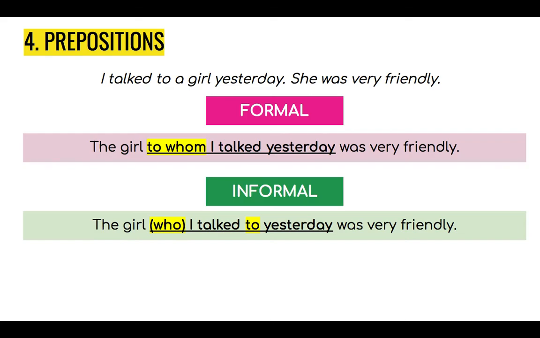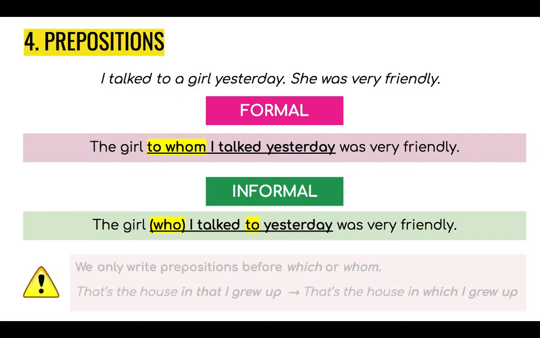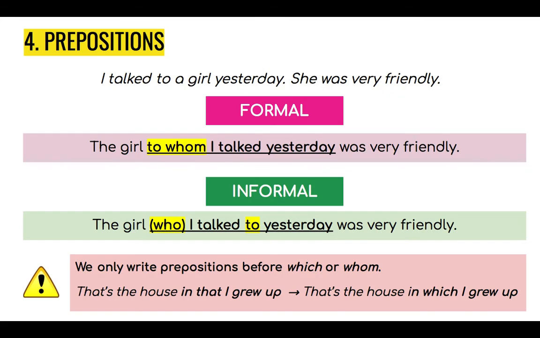Besides, you also need to bear in mind that if you choose the formal way, you can only place a preposition before which or whom, and never before that. So, the sentence "that's the house in that I grew up" is incorrect. You need to say, that's the house in which I grew up.